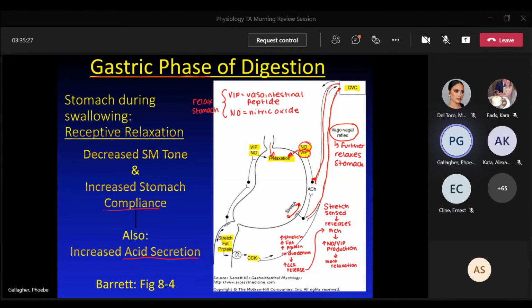Another thing that he'll probably talk about in more detail in today's lecture is that as food starts to exit into the duodenum, that stretch, fat, and protein will signal CCK to be released from the duodenum, and that also allows for stomach relaxation as well as you're eating. So both of those kind of work together to help relax your stomach and prepare it for food entry.